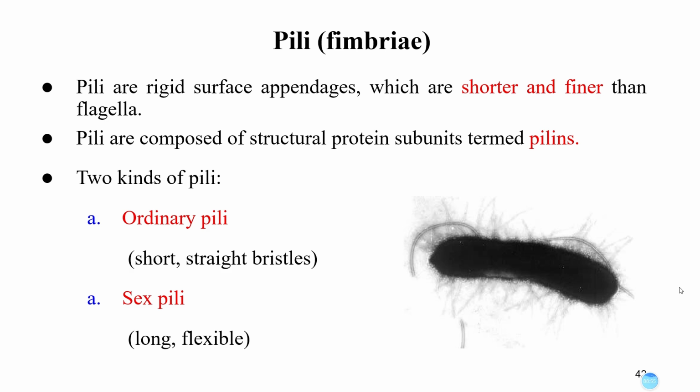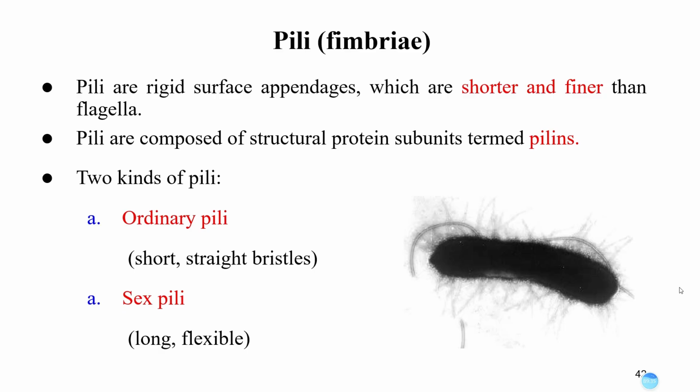Okay, the next structure is pili. Pili are much shorter than flagella and much thinner. This hair-like structure covers the surface of the cell. They are rigid surface structures, shorter and finer than flagella. And pili are composed of proteins called pilins. Flagella are composed of proteins called flagellins. Okay, pilins.